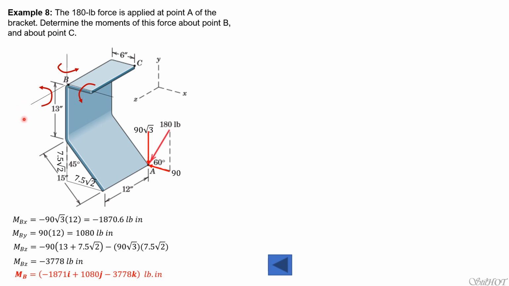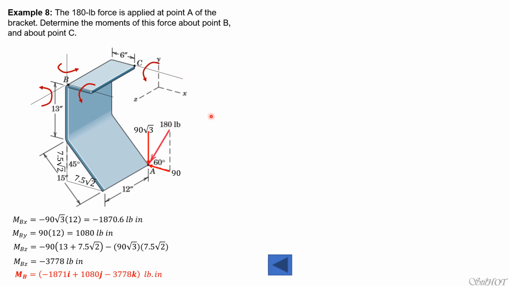position yourselves on the positive z-axis, and because this is only 6 inches, which is shorter than this 7.5 square root of 2, this 90 square root of 3 component of force, which is downward, is rightward, right side of C. So that first moment about CX, so we draw a line parallel to CX, position your right thumb towards the positive CX axis, then curl it. So the positive direction of moment about C is in this direction.